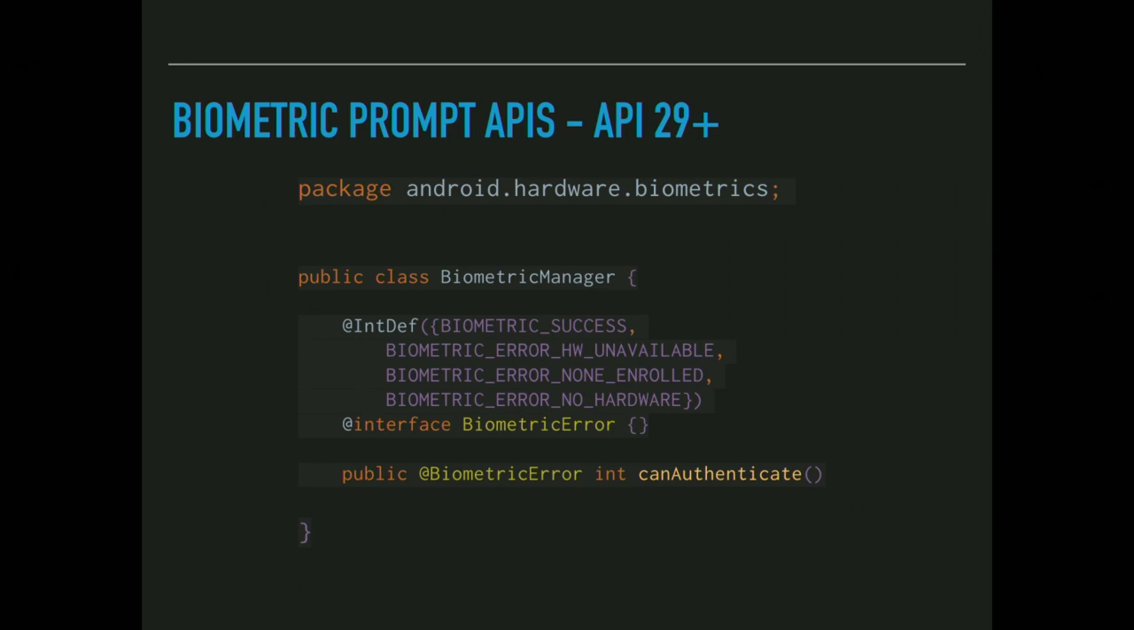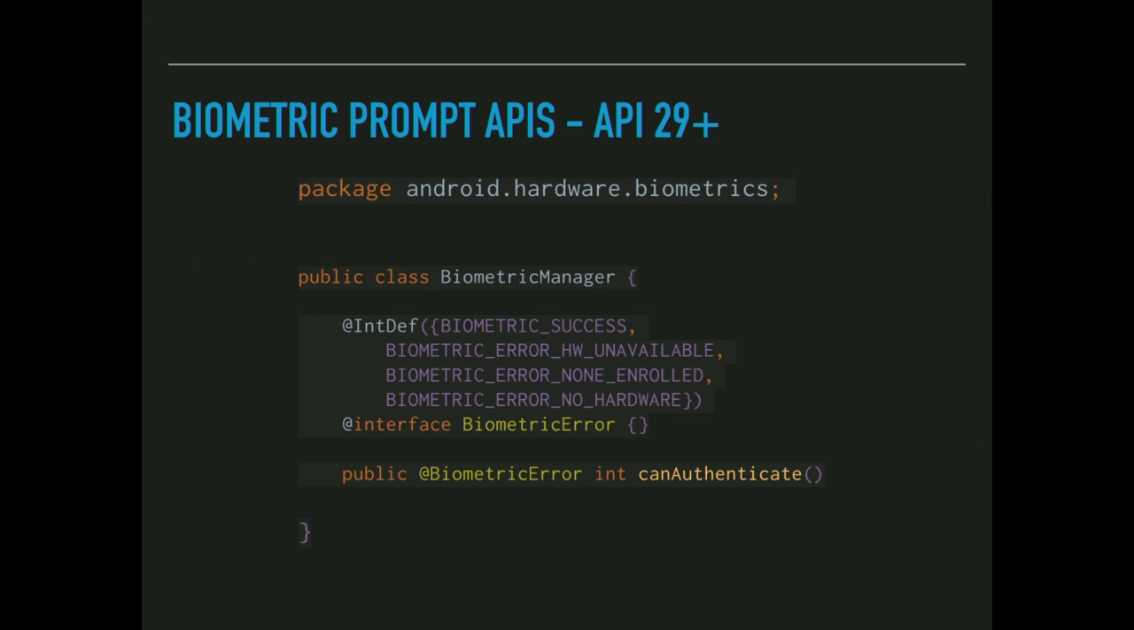It's an IntDef of biometric error, but despite being called a biometric error, one of the values it returns is success. So maybe it would have been better called biometric result or something like that. If you can authenticate, it returns the success integer. The other things it can tell you are that there's no hardware, which is similar to fingerprint's is hardware detected, or that there was none enrolled, meaning there is hardware, but they haven't set it up yet and haven't enrolled their biometrics.